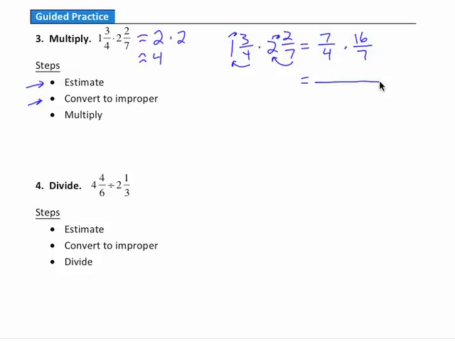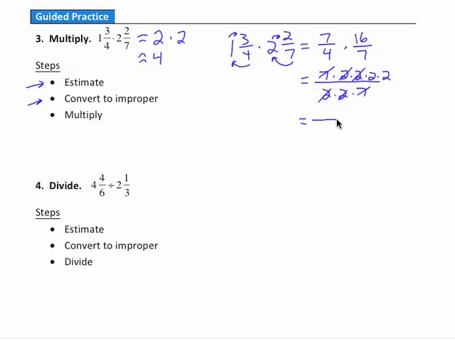I'm going to factor this all out. 7 is prime. 16 is 2 times 2 times 2 times 2. 4 is 2 times 2 in the denominator times 7. So let's look. 7s are going to divide out, 2s are going to divide out, and another set of 2s are going to divide out.